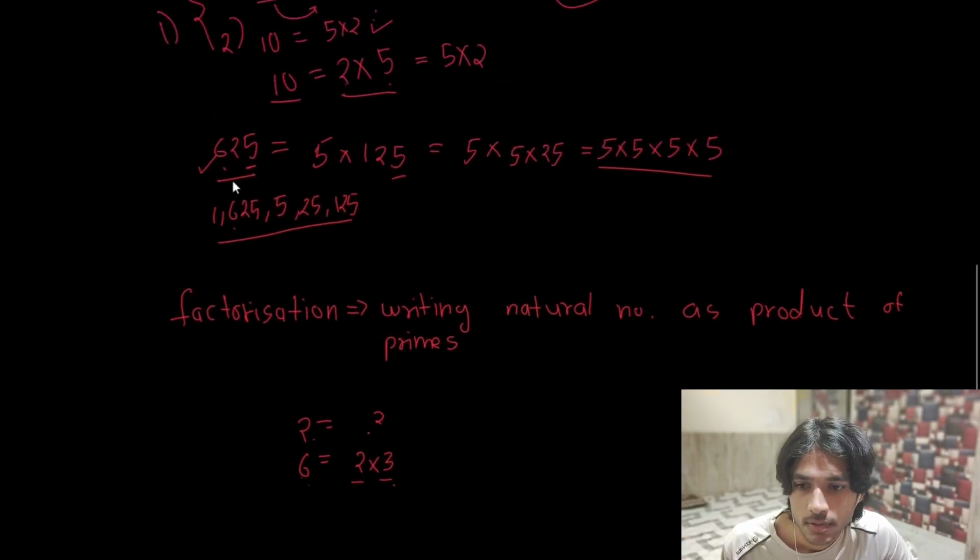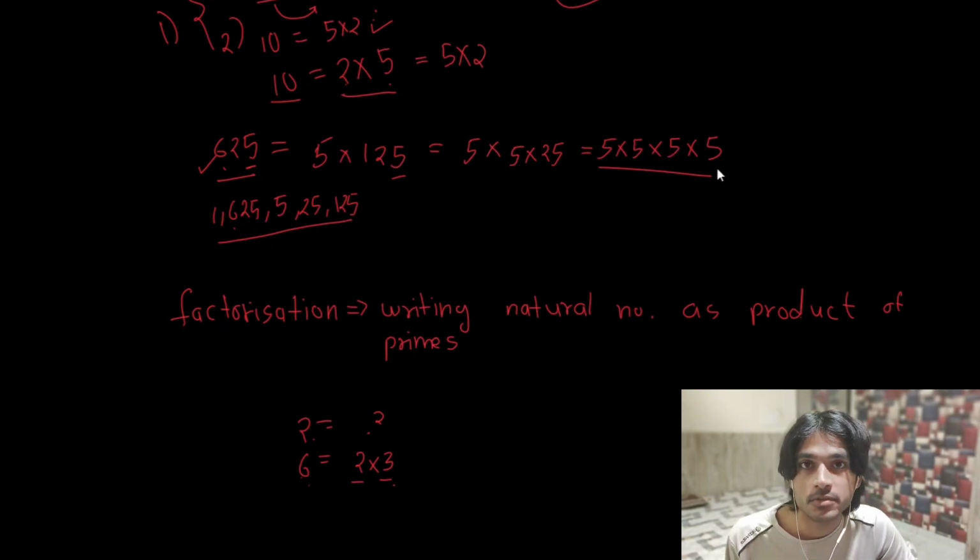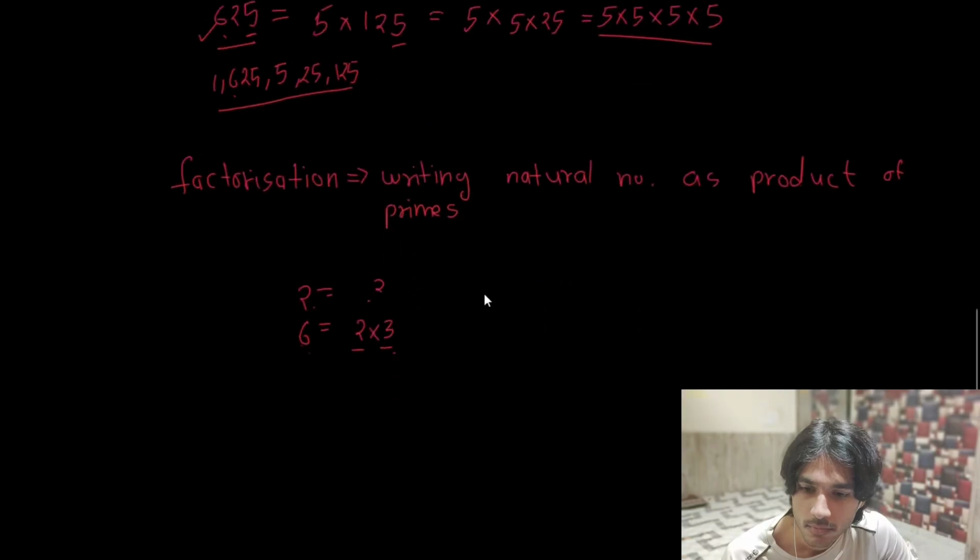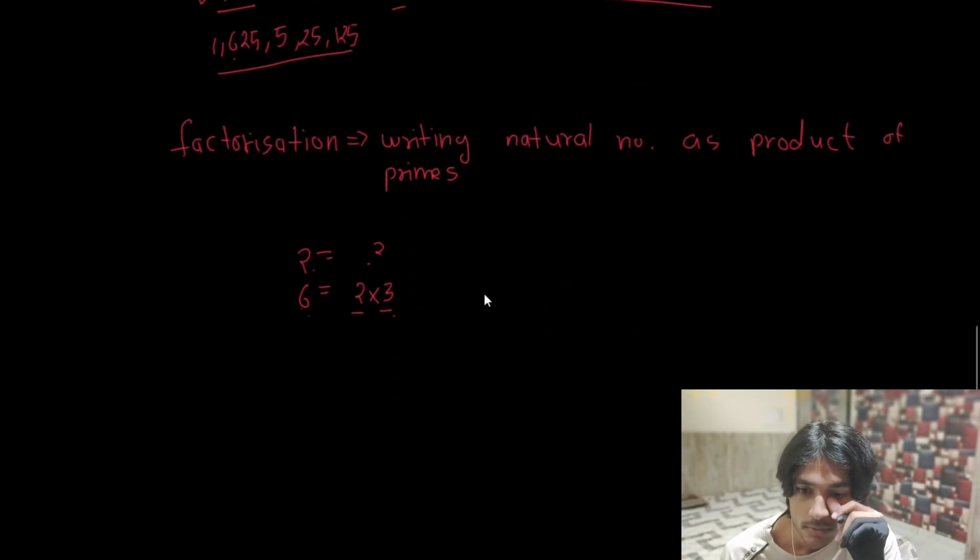For example, in this one, when we write 625, we have only taken 5 as a prime number, but because it is written as 5 multiplied by 5 multiplied by 5 multiplied by 5, that is 5 is being multiplied 4 times. So this also falls in the definition of writing a composite number as a product of primes. So factorization means writing natural numbers as a product of primes. There is nothing new to it. We simply have to write them as a product of primes.